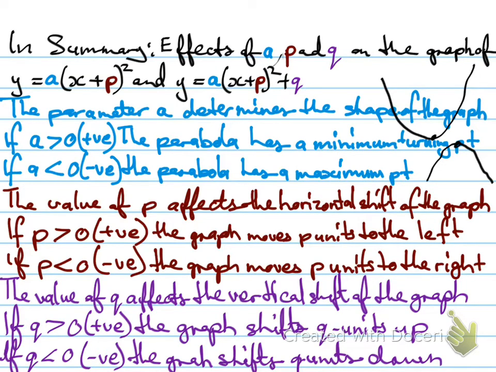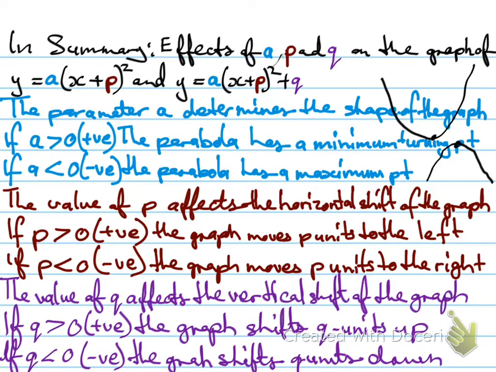So you can see a, it's all about the smile and the frown, right? If a is greater than 0, it's going to be a smile. If a is less than 0, it's going to be a frown, right? a greater than 0, minimum point. a less than 0, maximum point.